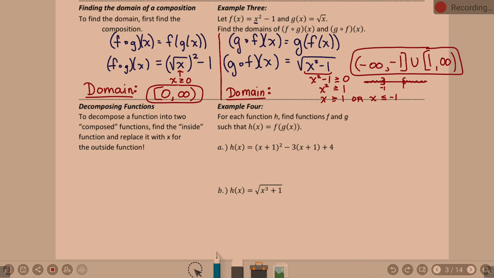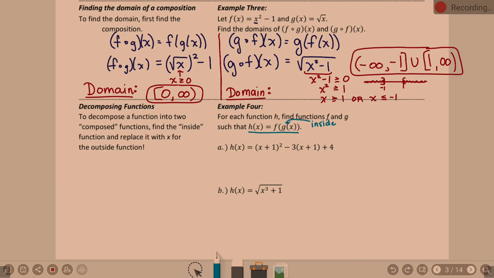So, in this example, h of x, for each function, find functions f and g such that h of x is equal to f of g of x. And in that mind, what's my inside function going to be? My inside function is going to be represented by whatever g of x is. And that means f is going to be my outside function. Now, there's not necessarily just one right answer. On the flip side, there are incorrect answers as well.